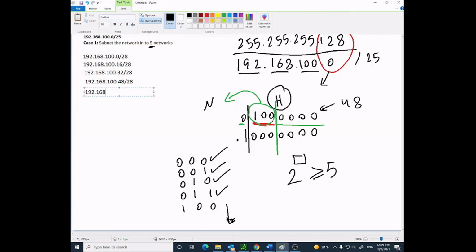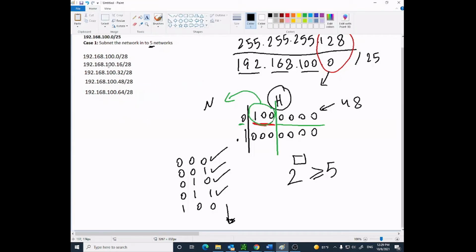192, 168, 100, 64, and then we put 28 here. So these are my 5 networks. Each one of those networks, let's just go ahead and talk about that.